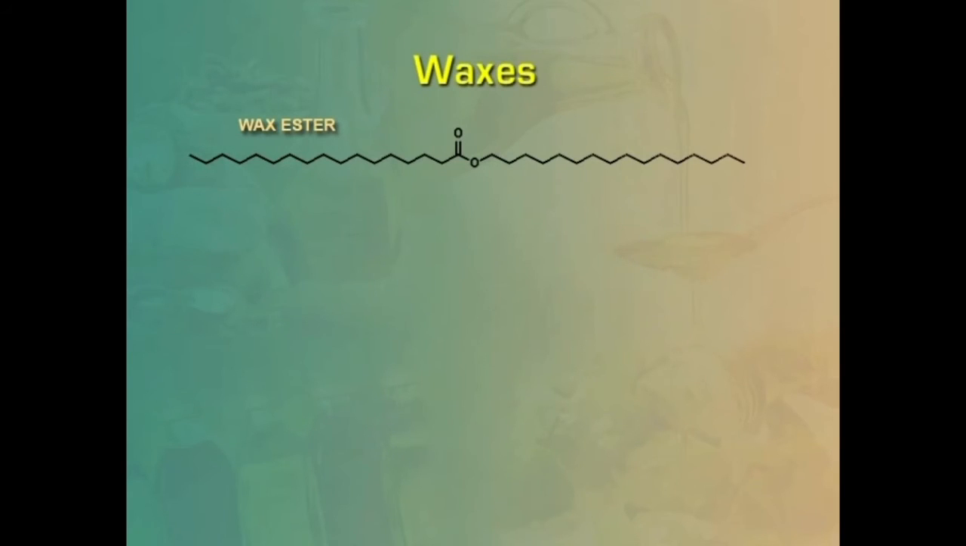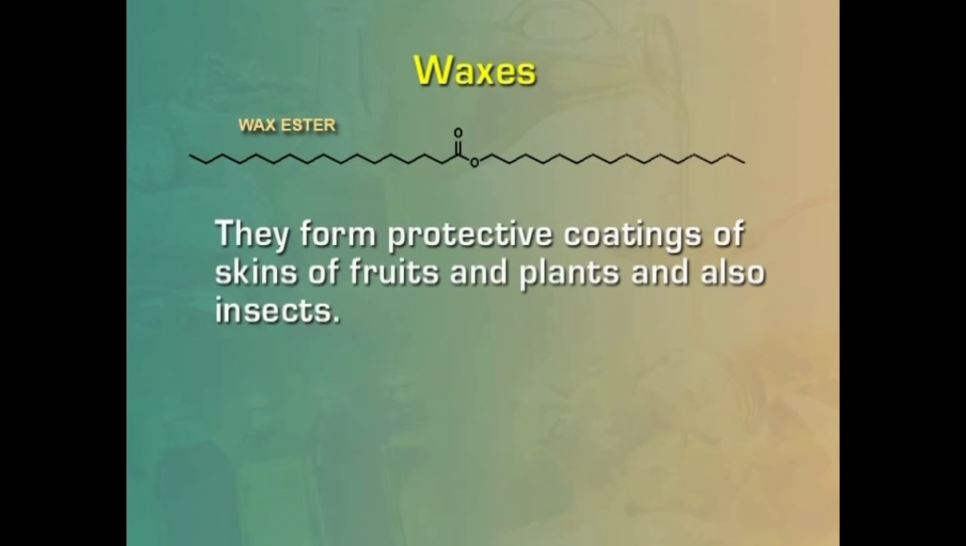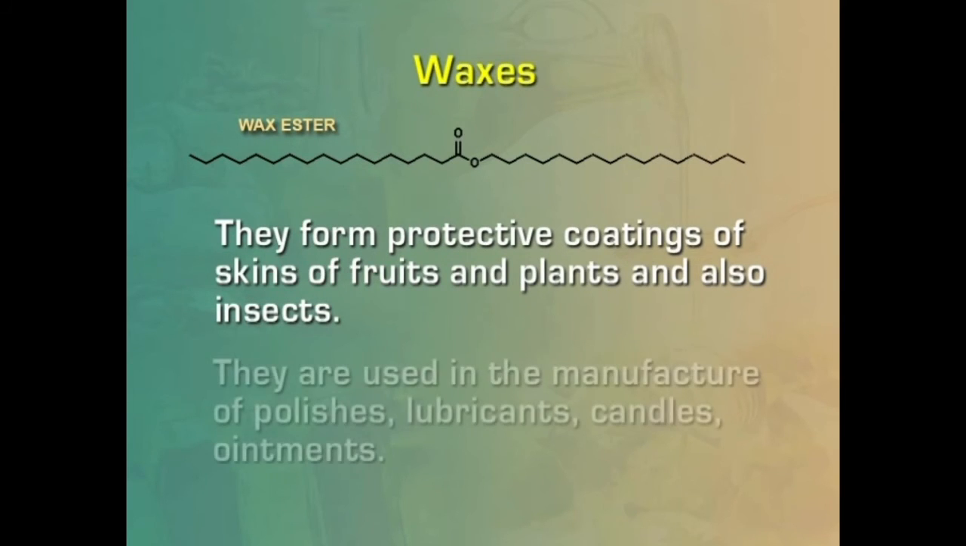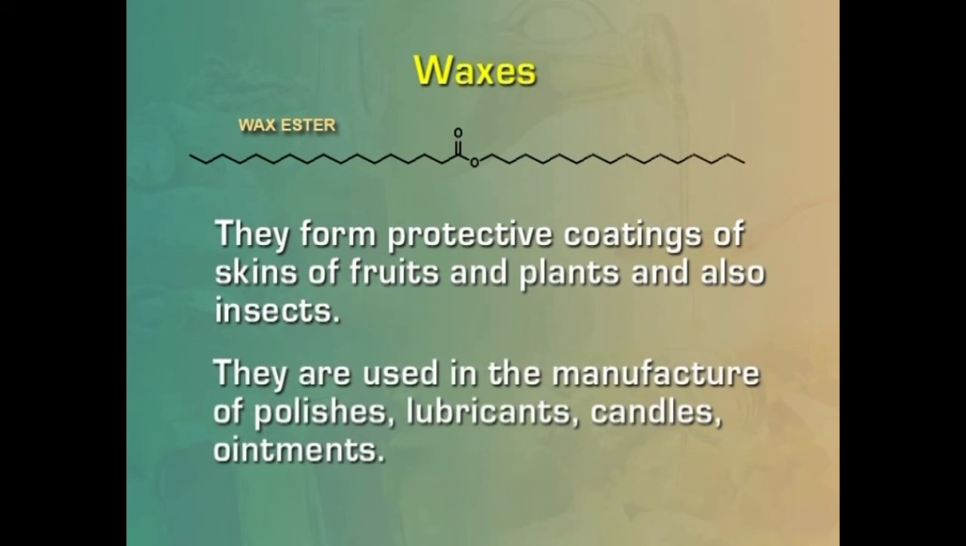Waxes are present in fats. They are esters of higher fatty acids, more than 30 carbons, and the alcohol can be any other alcohol apart from glycerol. They form protective coatings of skins of fruits and plants and also insects. They are used in the manufacture of polishes, lubricants, candles and ointments when they are separated or extracted from natural compounds.